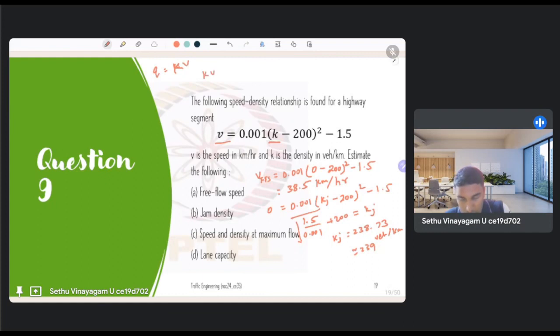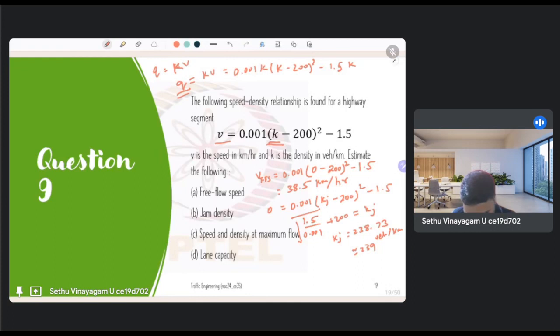We'll get kV is equal to 0.001 k into k minus 200 squared minus 1.5 k, right? So and this kV will become q, right? So then we can just find the maximum, maximize this function of q, right? And then find what the density is corresponding to that maximum flow. And once we get the density corresponding to maximum flow, we can substitute it back into this equation to get the corresponding speed. Okay, so that's what we are going to do.